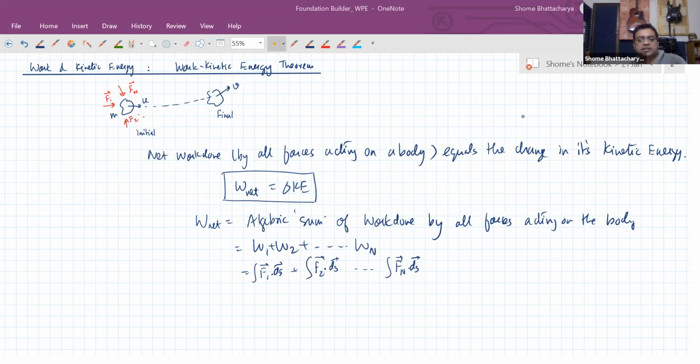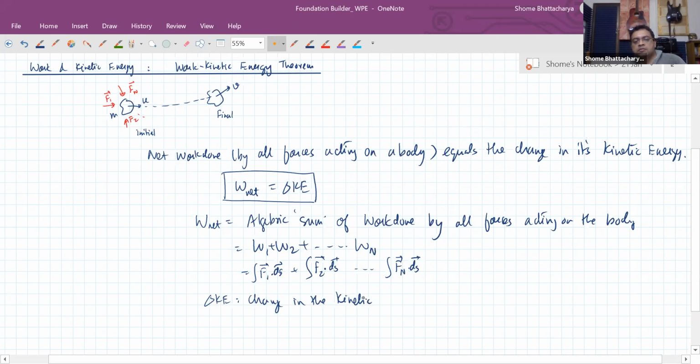Now right hand side we have change in kinetic energy. So this quantity delta KE is the change in the kinetic energy of the body. Now like work, kinetic energy is also a scalar quantity. So change in any quantity is final value of it minus initial value of it.